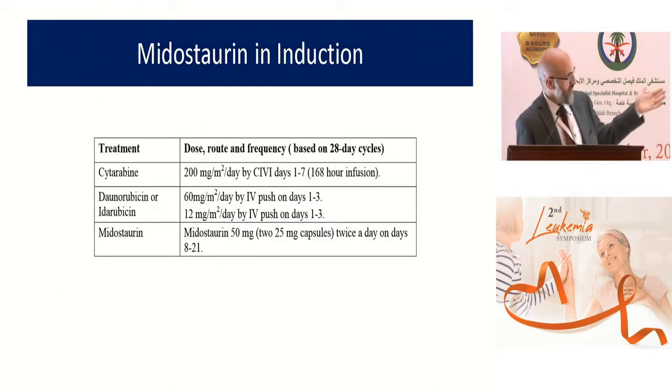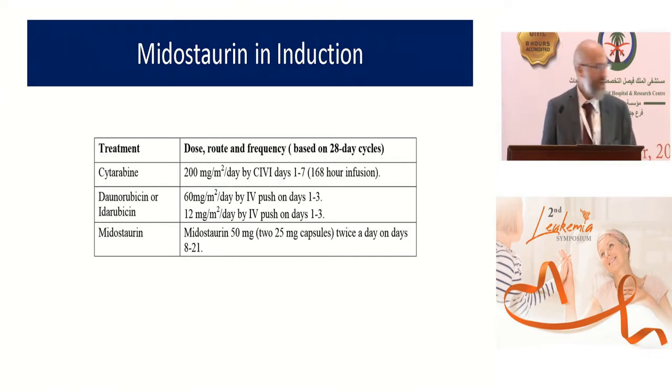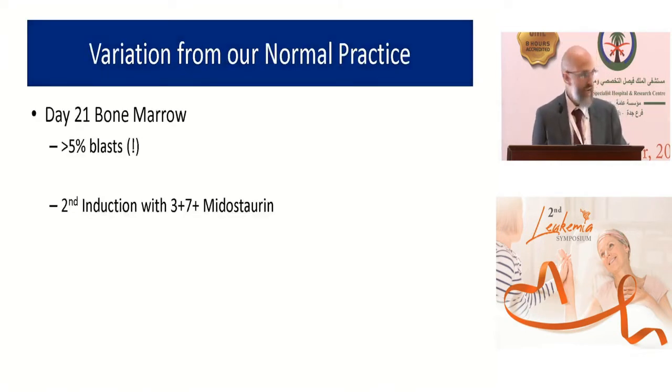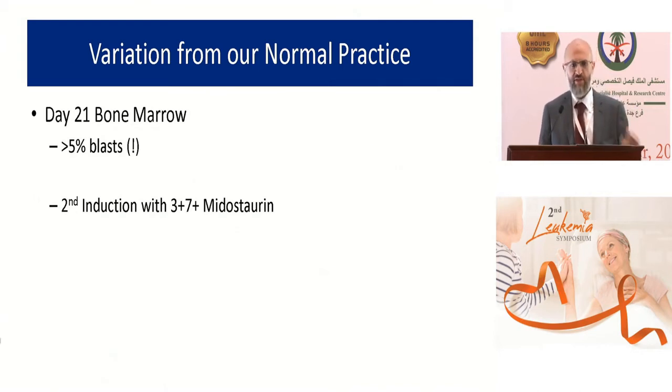You get the cytarabine, standard 200 milligrams per meter squared, daunorubicin or idarubicin, this is how it was allowed, and the midostaurin 50 milligrams, and they're 25 milligram capsules, on day 8 to 21. So as I said, variation from our practice. We know, I think, in Jeddah, certainly in Riyadh, we do a day 14 bone marrow. Here it was a day 21 marrow, and it was 5% blast. So if you have more than 5% blast, you give another cycle.